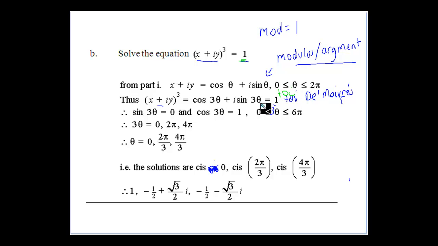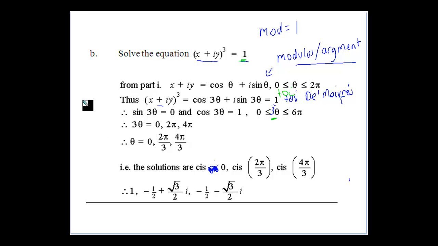We could write that as a complex number. So cos 3 theta would be equal to 1, and sine 3 theta is equal to 0. So where do those two situations exist at the same time? Well, consider the idea that our domain is 3 theta. We know that 3 theta must be between 0 and 6 pi, because theta is between 0 and 2 pi. So 3 theta could be either 0, 2 pi, or 4 pi.